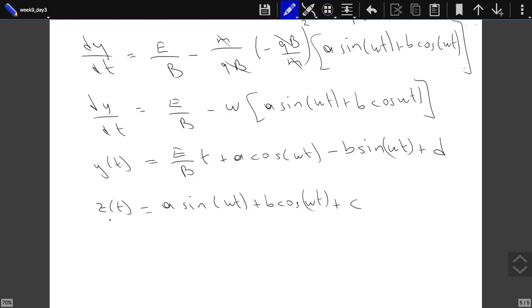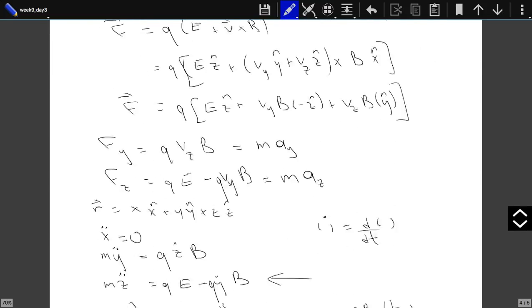Now let's see what this tells us. If you look at the z expression, z of t minus c, where c is that constant over here, I have the sines and cosines. The maximum value of a sine omega t plus b cosine omega t would be the square root of a squared plus b squared. That is the maximum possible value. So the z coordinate oscillates around this value c with an amplitude given by this number over here.